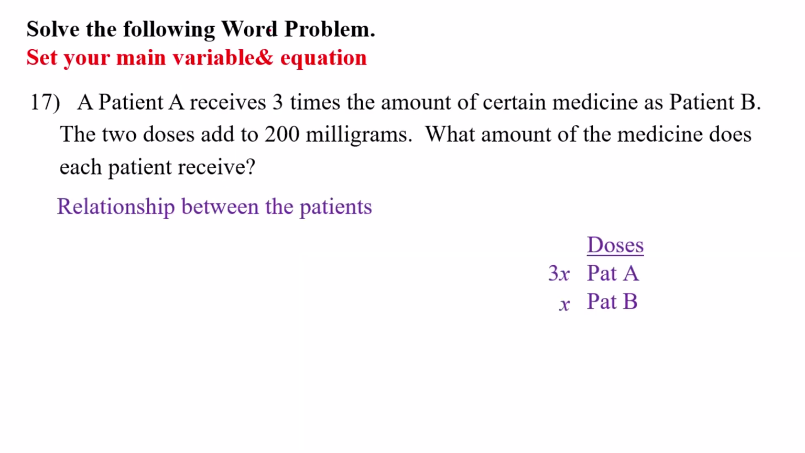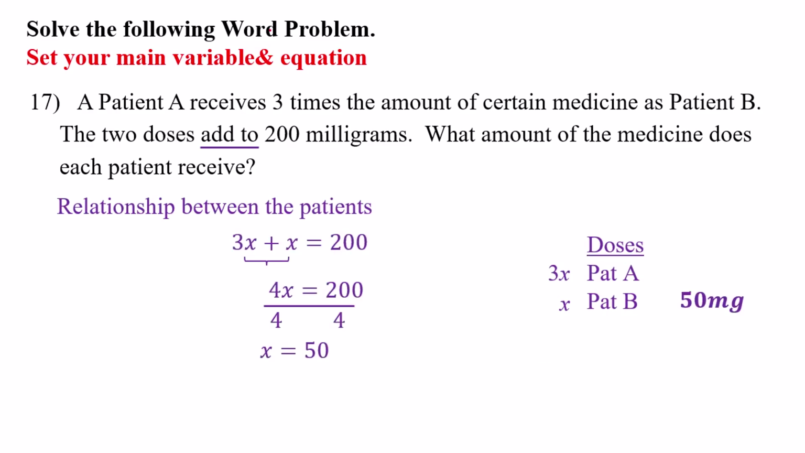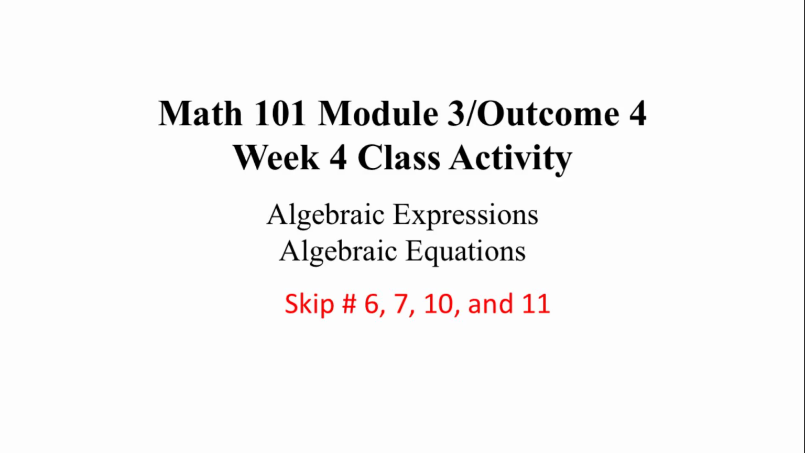Word problems can be solved by setting up equations. For instance, if patient A receives 3 times the medicine as patient B, and together they receive 200 milligrams, we can set up the equation 3x plus x equals 200. Solving this, we find 4x equals 200, so that x equals 50 milligrams. This means that patient B receives 50 milligrams and patient A receives 150 milligrams.